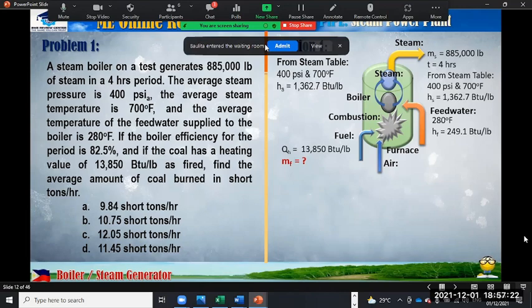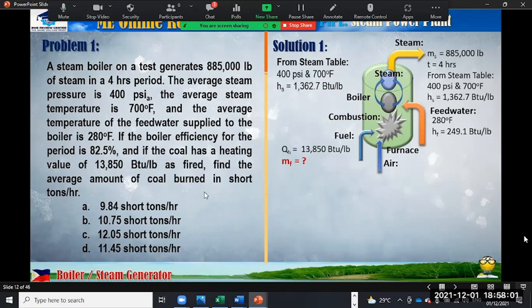The mass flow rate right here is 885,000 pounds, and the time is 4 hours. Then the steam condition is dependent upon the pressure, as given in the problem: 400 psia and 700 degrees Fahrenheit. So in here, we do not have the value for the enthalpy of the steam, isn't it?